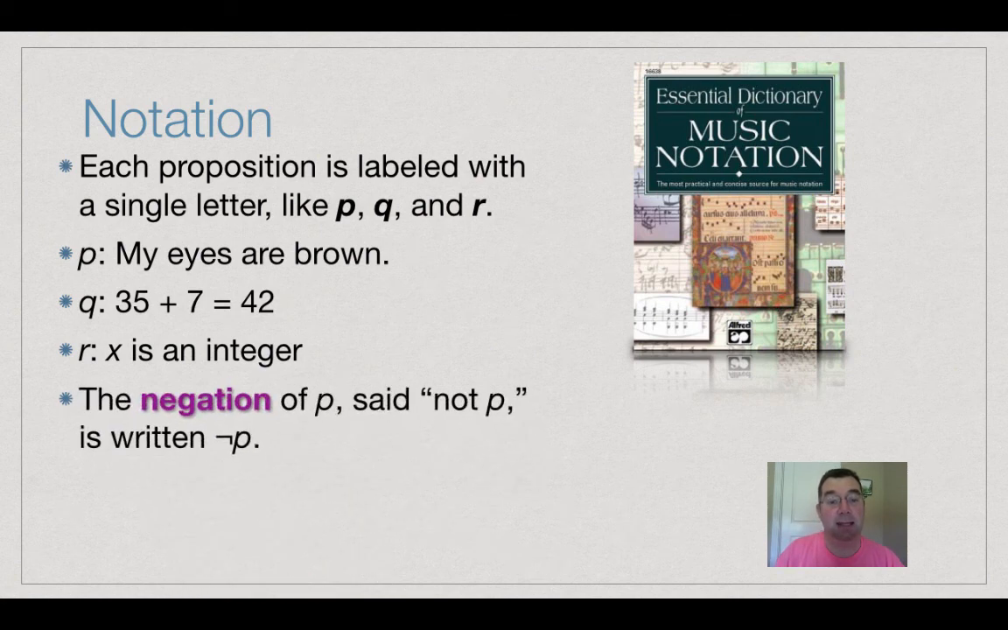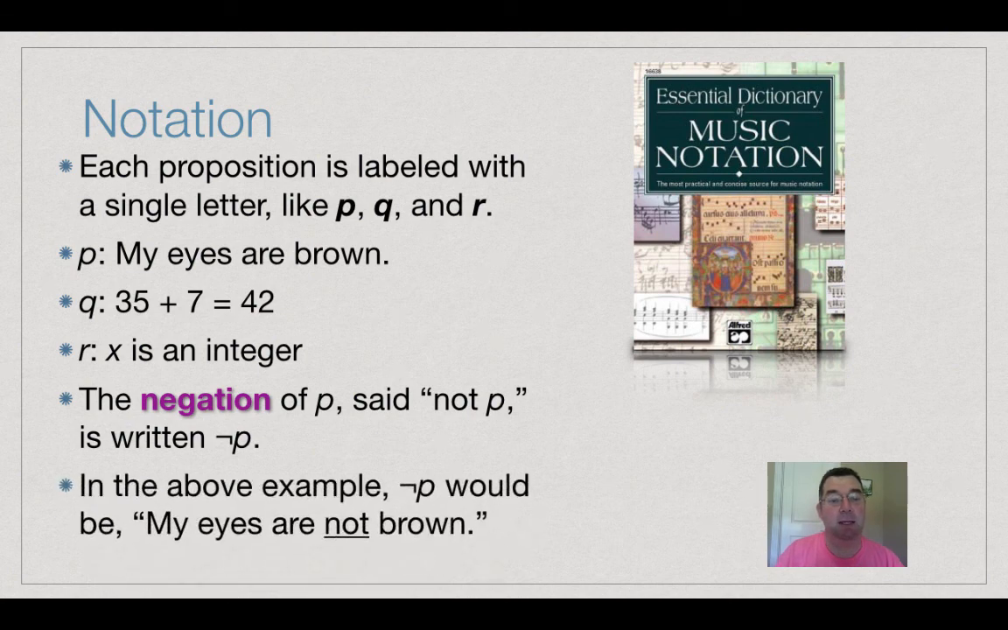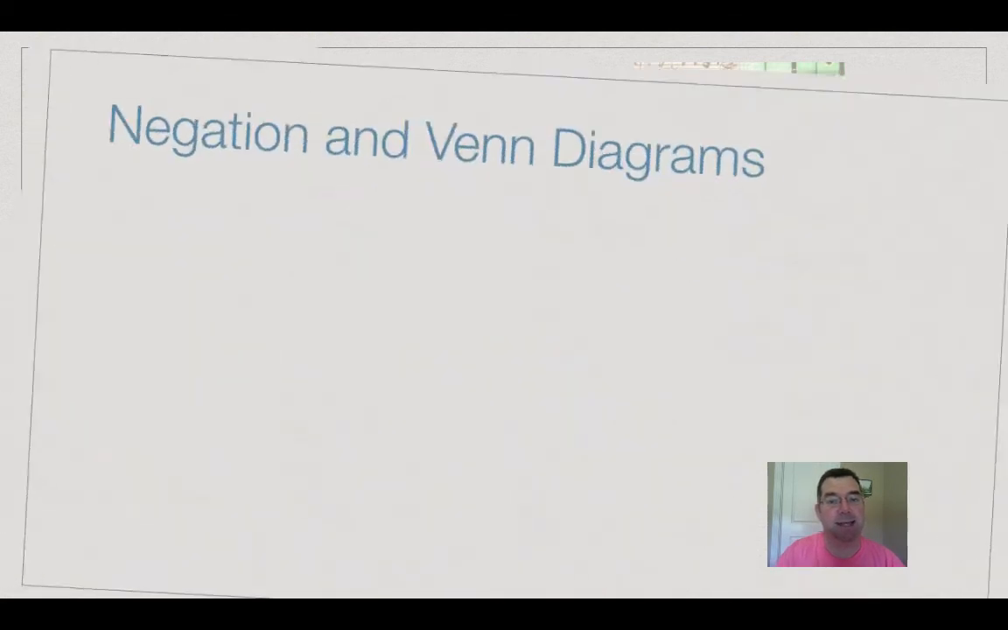Okay? And then the negation of P, if I say not P, that's written using that symbol in front of the name of the proposition. So that symbol means not, and so the whole thing would mean not P. Okay, so in the above example, not P would be my eyes are not brown. So basically the opposite of what the proposition says.